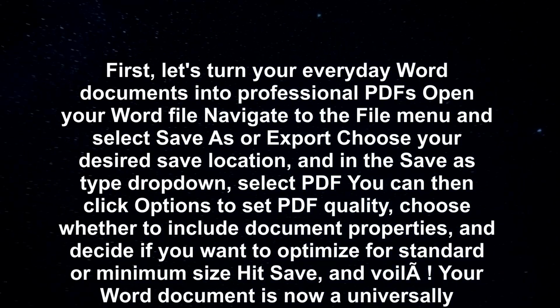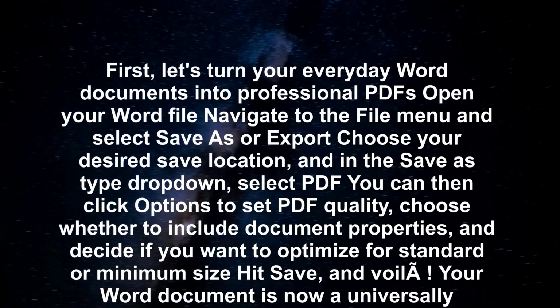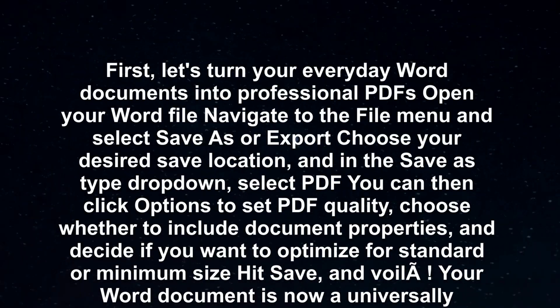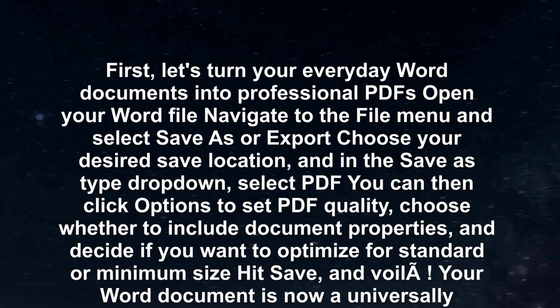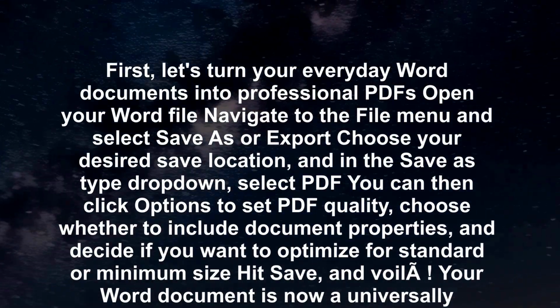Open your Word file, navigate to the File menu, and select Save As or Export. Choose your desired save location, and in the Save as Type dropdown, select PDF. You can then click Options to set PDF quality.